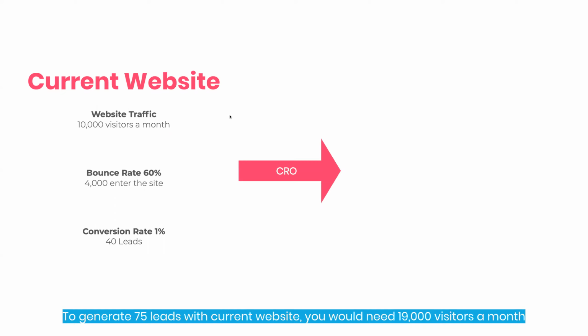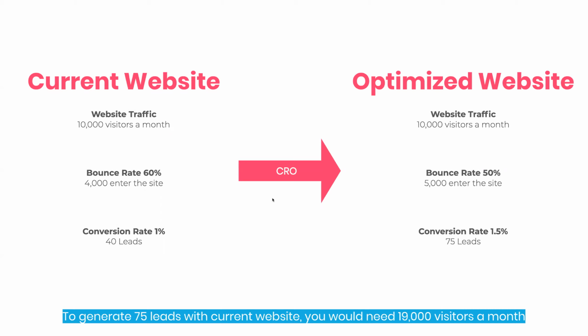But if we apply a conversion rate optimization campaign, now let's say that the same website still has 10,000 visitors a month, but we're able to decrease the bounce rate from 60% down to 50%. That's only a 10% decrease, which is very doable. Now, all of a sudden, instead of 4,000 visitors, you have 5,000 visitors. Boom. You did that with simple changes on the homepage. No big budgets for advertising or having to bring any more traffic.